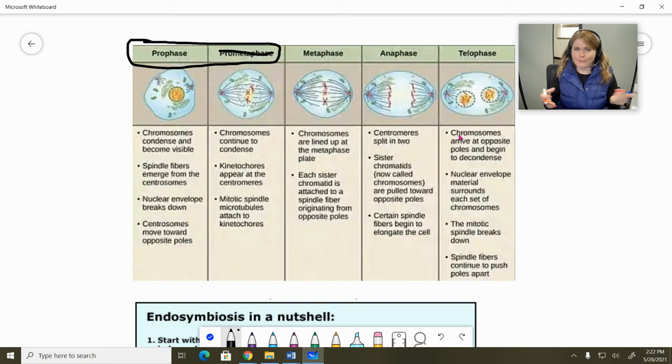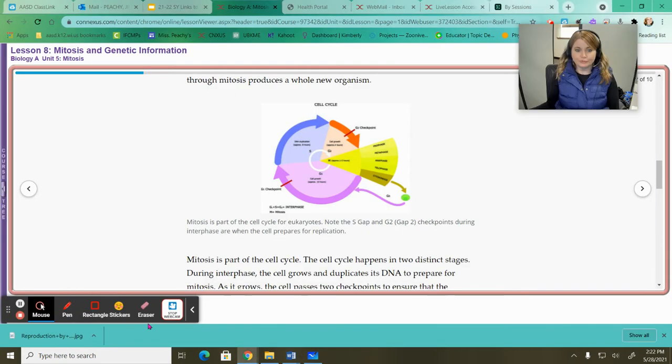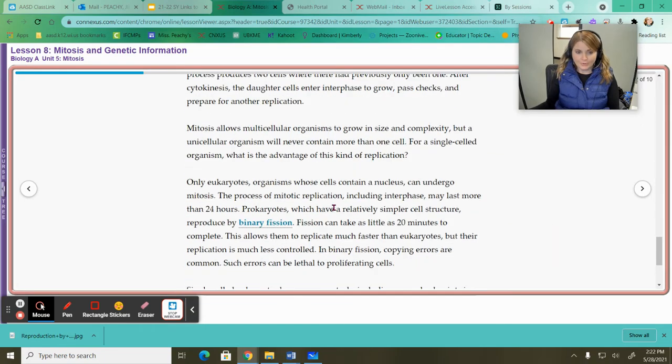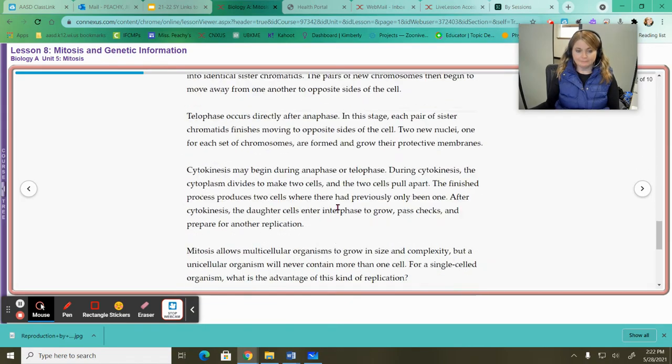So that's just a really, really quick overview of everything we've talked about already, right? So that's mitosis. But that is true for eukaryotic organisms. Prokaryotic organisms do something different.